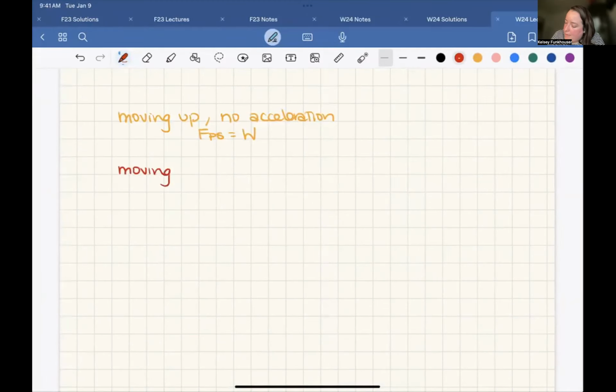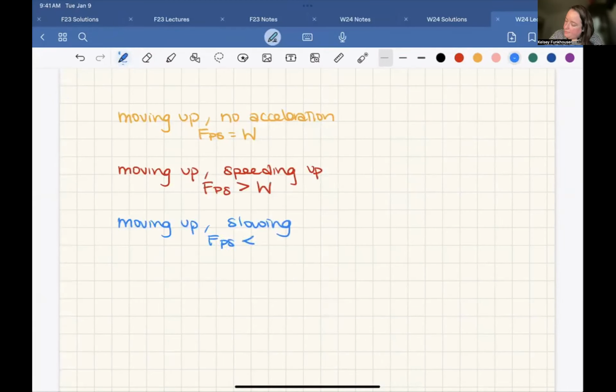But then when it's moving up and speeding up, then we see that the force that the passenger feels from the scale or the value on the scale is actually greater than the weight of the passenger. And finally, when we're moving up and slowing down, we see that the scale reads a value that is less than the passenger's weight.